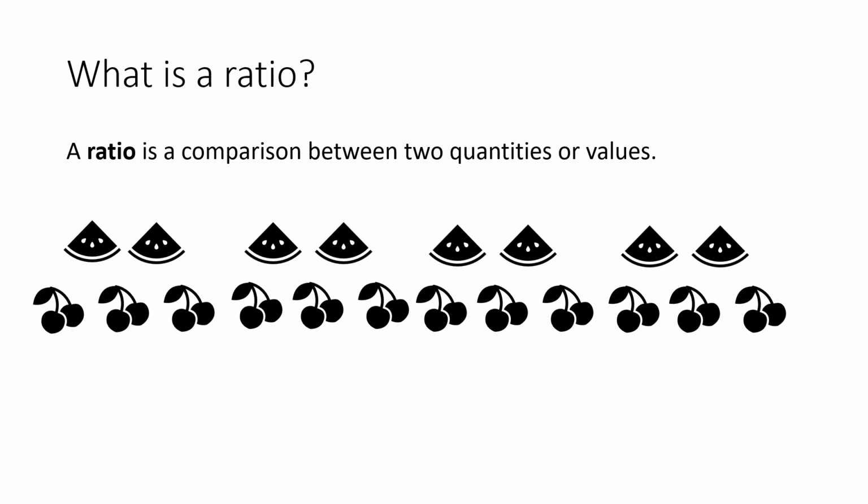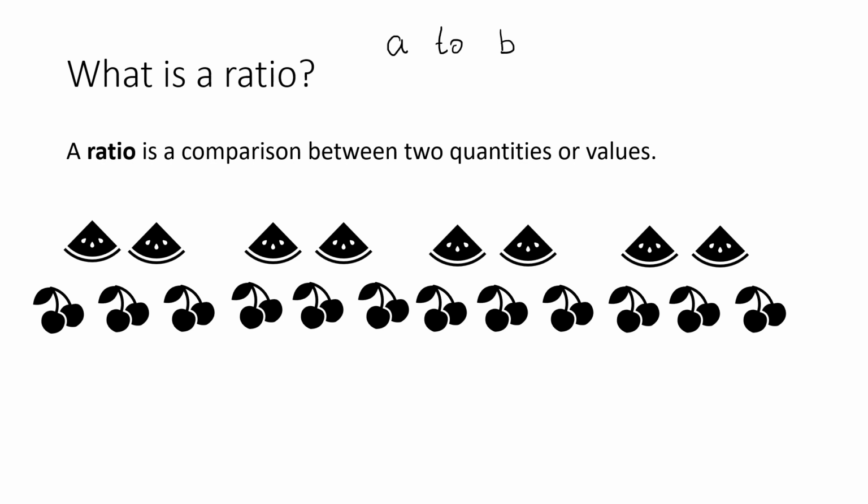So, what is a ratio? A ratio is a comparison between two quantities and values. In this picture, we have some watermelons on the top and some cherries on the bottom. The ratio can be written in a couple of different ways. First off, when we talk about ratios, we use some keywords: the ratio of quantity A to quantity B.